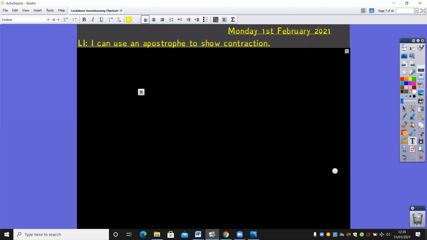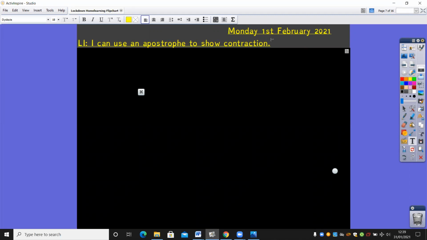Good morning, children. In today's lesson, we are going to revise how to use an apostrophe to show contraction. This is something that we started to learn in autumn term of year 2. Because it is quite a new concept to us, we are revisiting it today again. And then later on this week, we are also going to have a go at using the apostrophes to show contraction in our own writing.